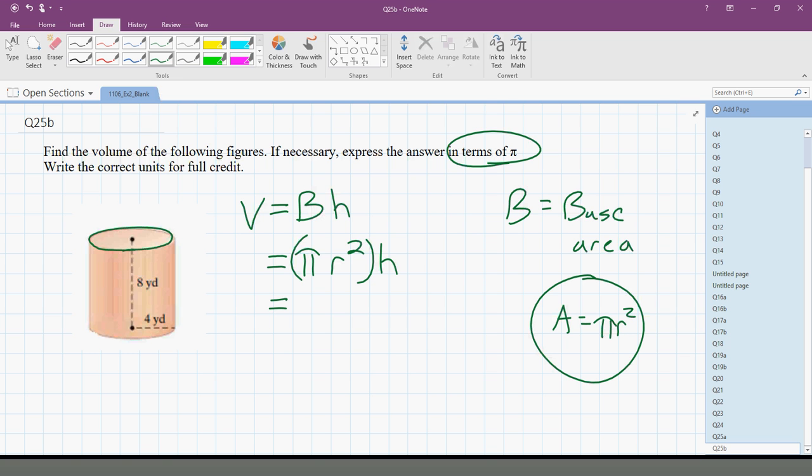Pi r squared h, because that right there represents the base area. So all we have to do is plug in. And again, in this one, it says in terms of pi, so we're going to leave pi alone. Oh, my formula disappeared? The board loves to do that. So let's start plugging in. We got pi. What's your radius? 4. What's your height? 8. So all we need to do is take 4 squared times 8. 128. Slap pi after it, and our label is yards cubed. Perfect.